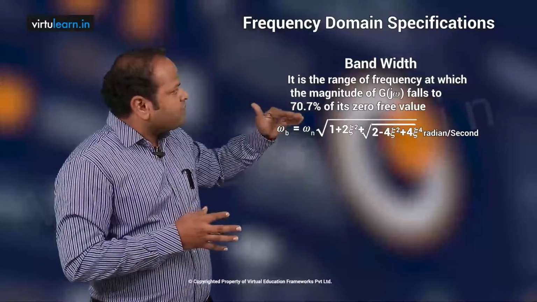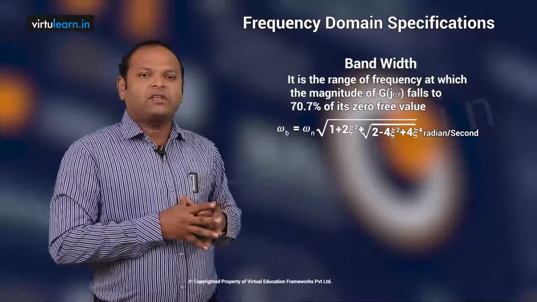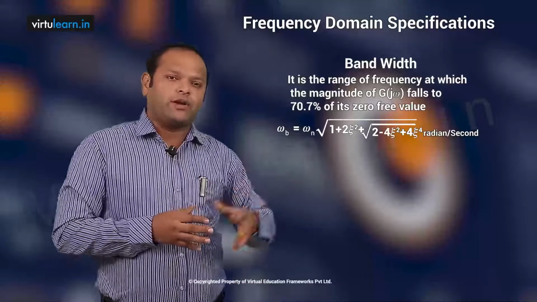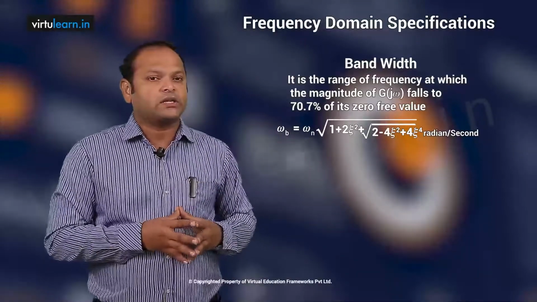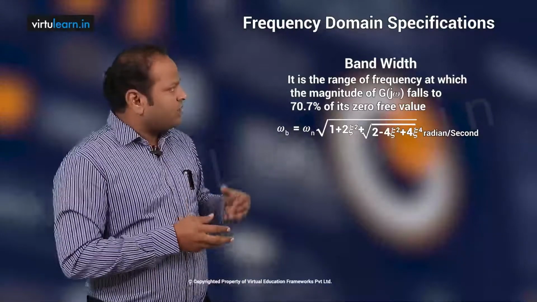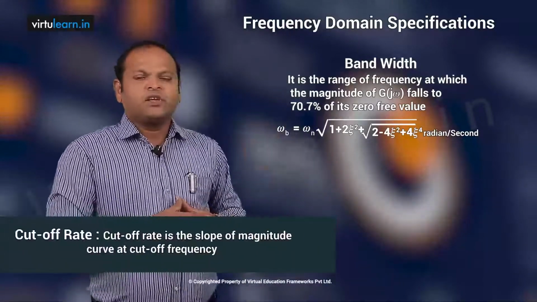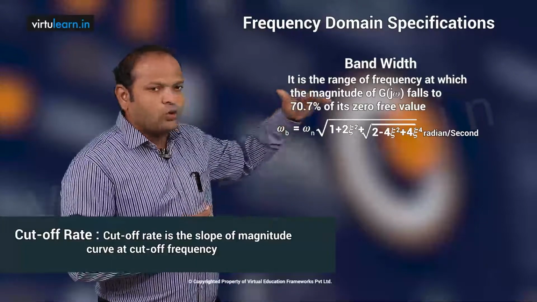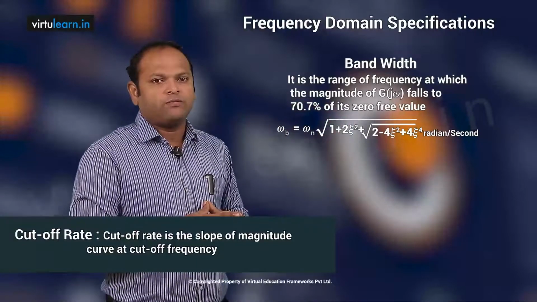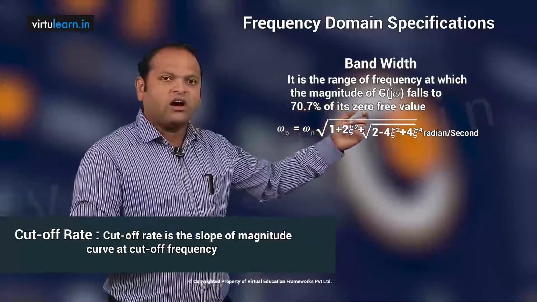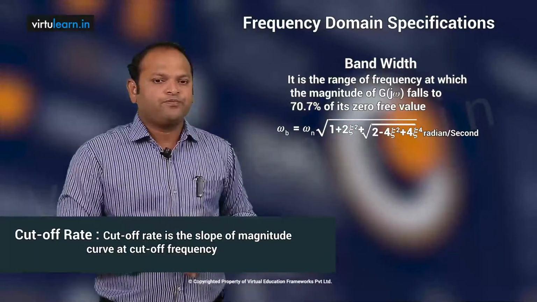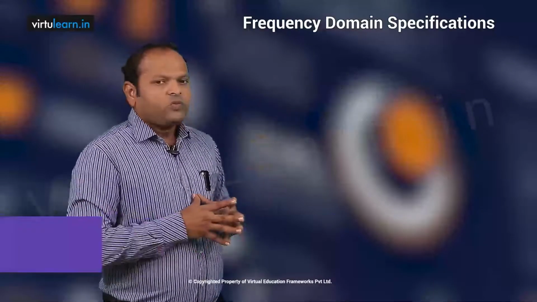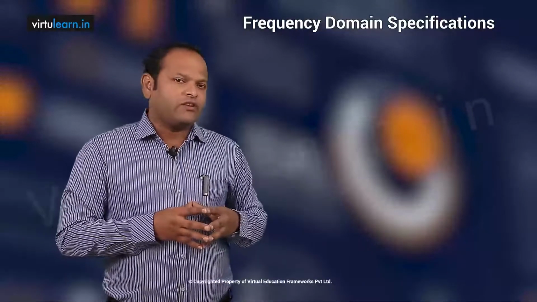Bandwidth also gives us the sensitivity to the parameter variations. In terms of robustness, we can find out the robustness of the system using the bandwidth. Then what is the cutoff rate? The cutoff rate is the slope of the magnitude curve at the cutoff frequency, or near the bandwidth frequency of the system.